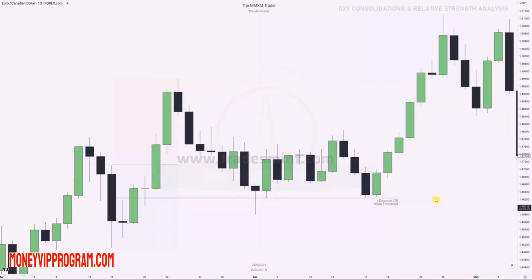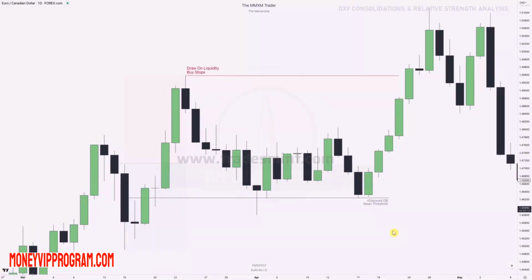So over here we've got that euro Canadian dollar daily chart. We found out our exotic pair protocol, and we're going to go with this pair. And over here we're sitting in discount. Over here we got this daily bullish order block, and the mean threshold of that daily bullish order block is being held. We are in discount, so it's likely that we're going to draw into premium. And think about the draw on liquidity, it's above here with those buy stops.